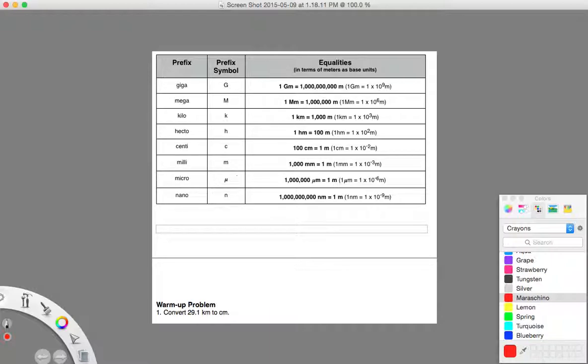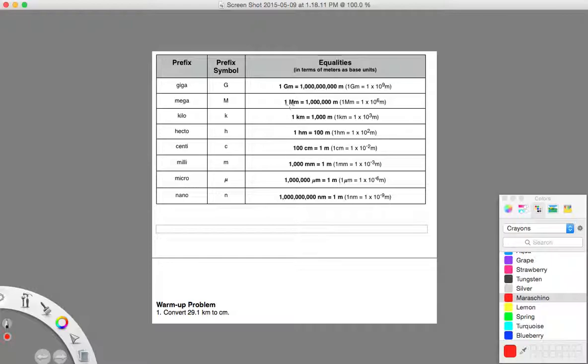Those are symbols. You can see that the micro one's a little bit weird. It's got the mu right there, the Greek letter. And this shows the equalities, or the conversion factors. So there's 1 gigameter, look at how many zeros there. That's 1 billion meters. Just like bytes, there's 1 billion bytes in a gigabyte.